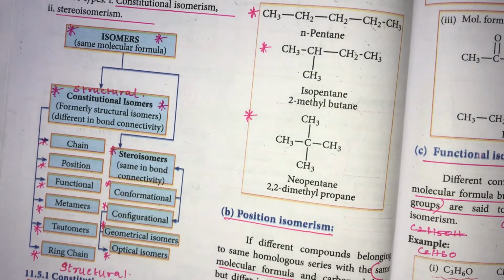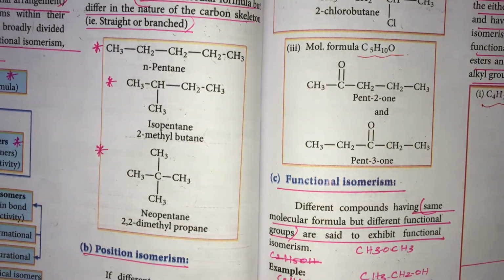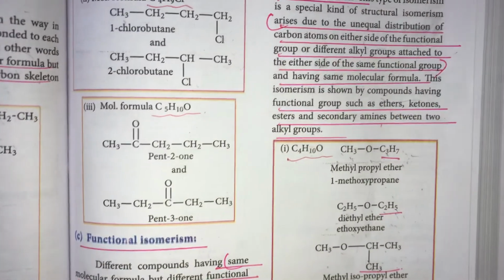And the types of structural isomerism are chain isomerism, position isomerism, functional isomerism and metamerism.